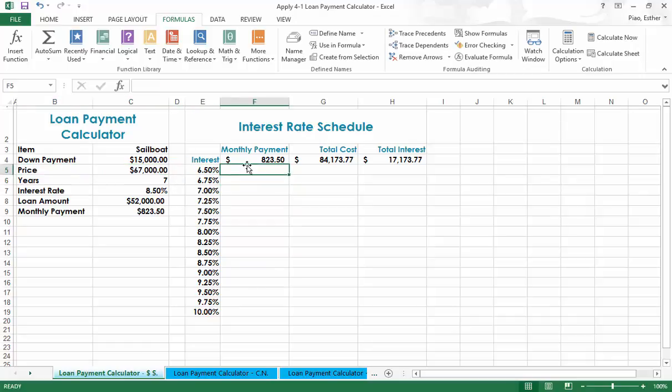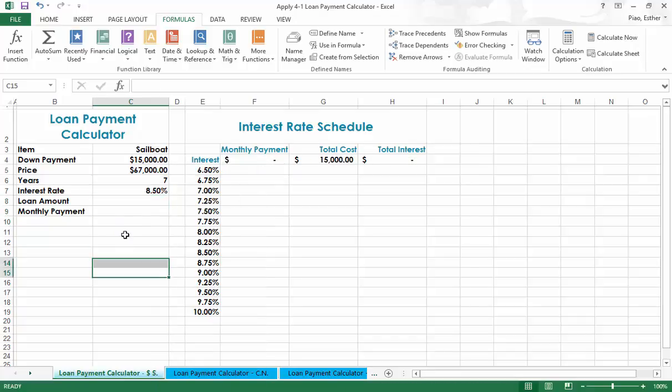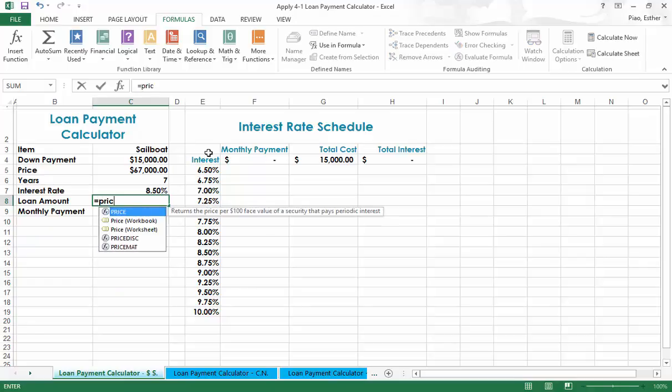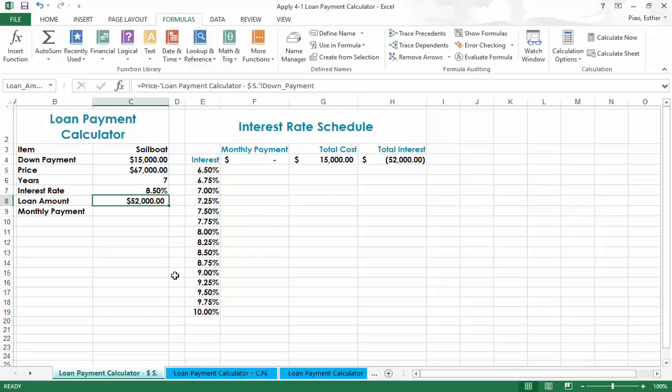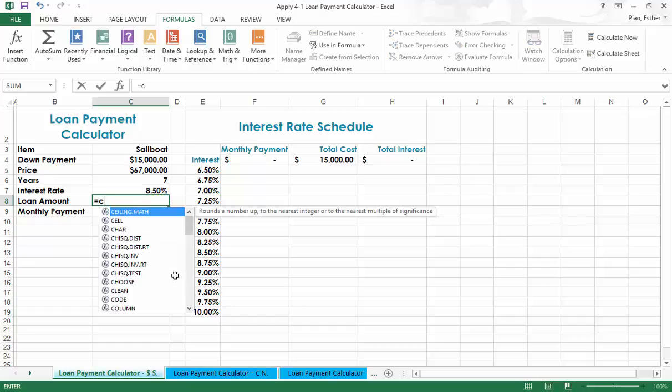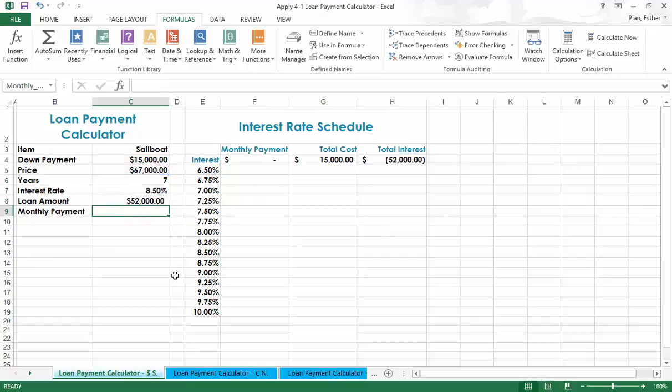Remove this. Clear contents. When you calculate your loan amount, of course, one way you can do it is price minus down payment, right? But there's another, less intuitive way to do that, which is C5 minus C4. And you can always do that.